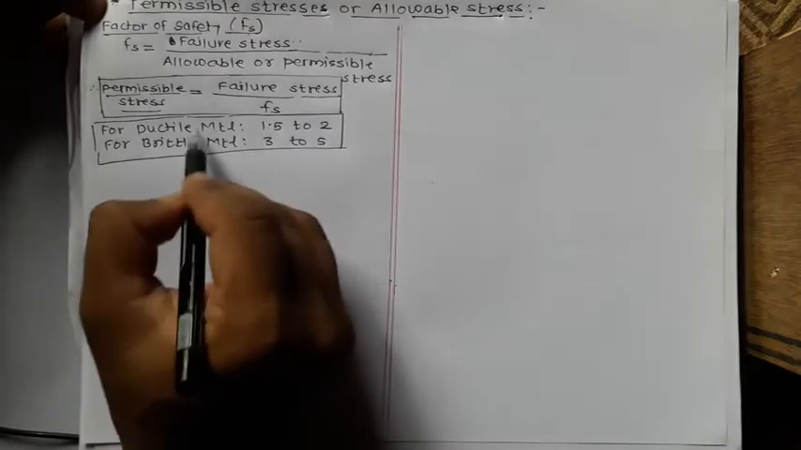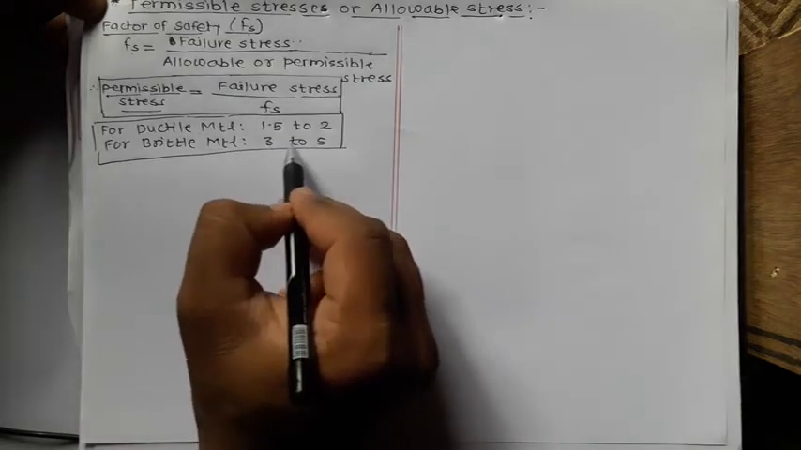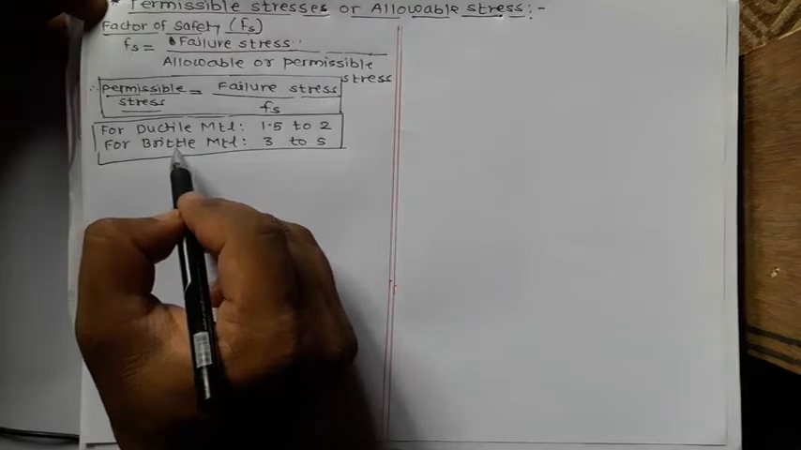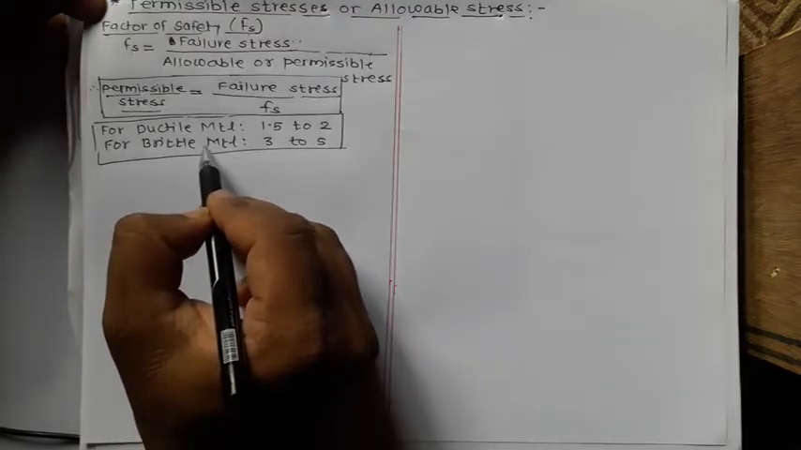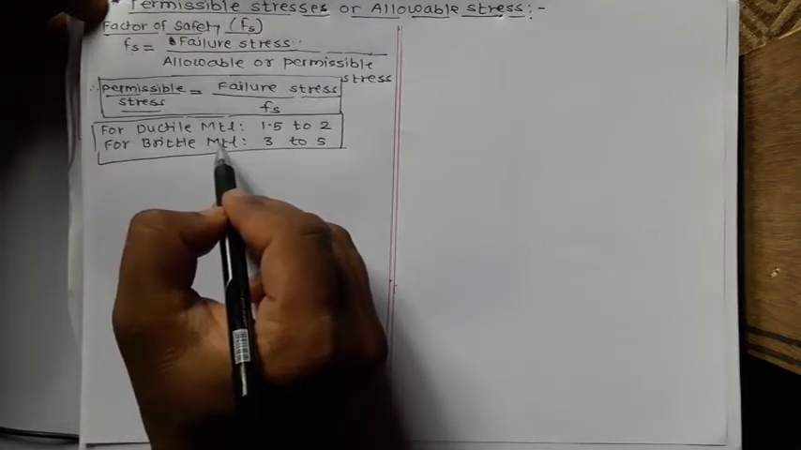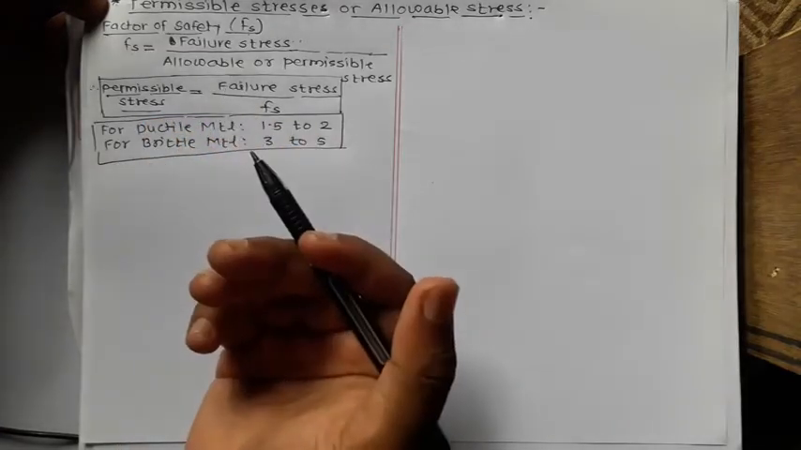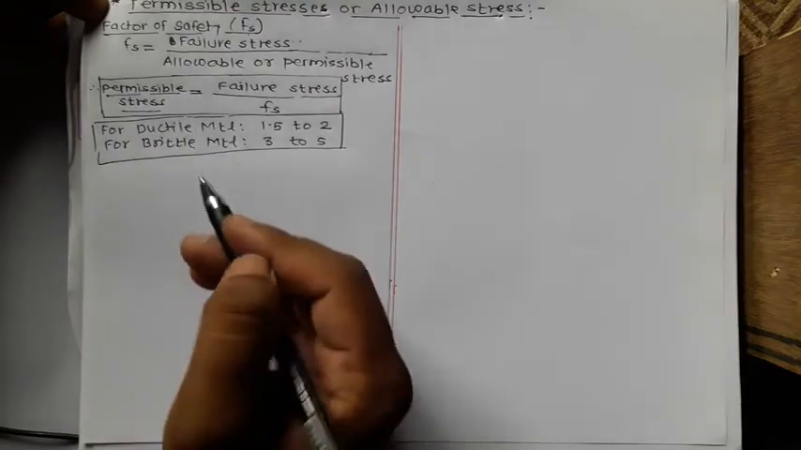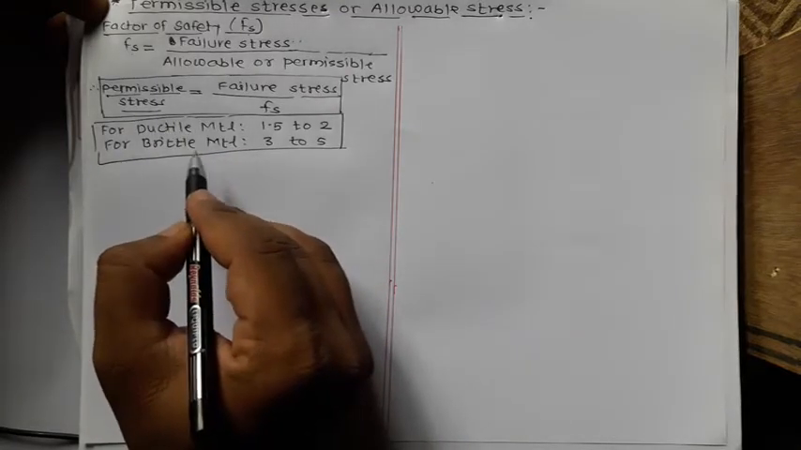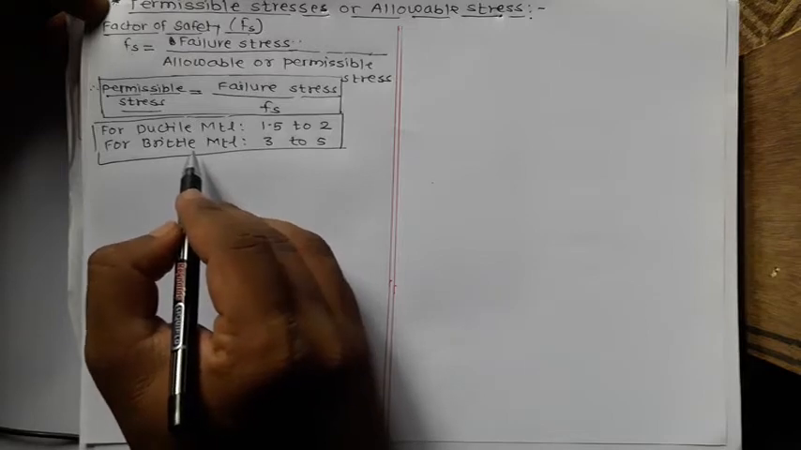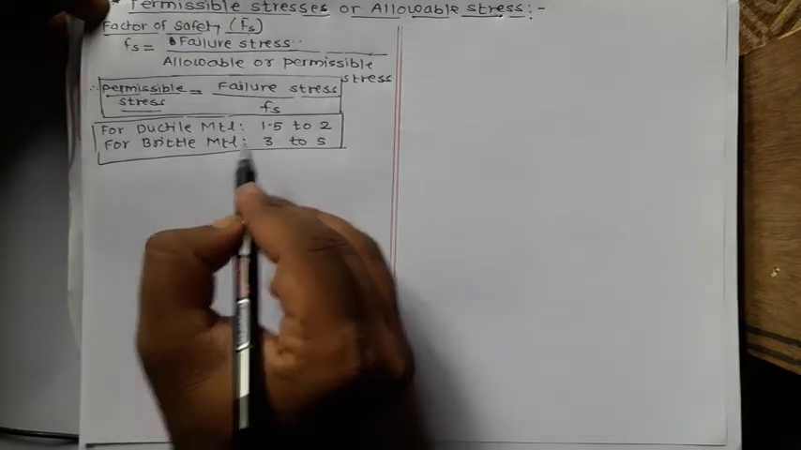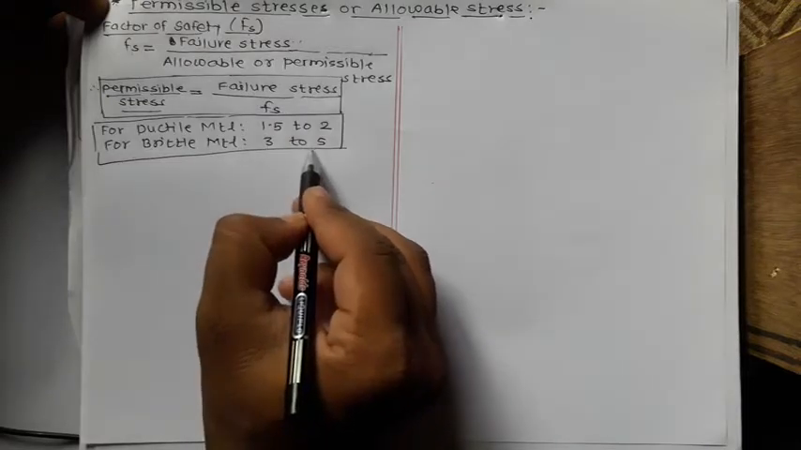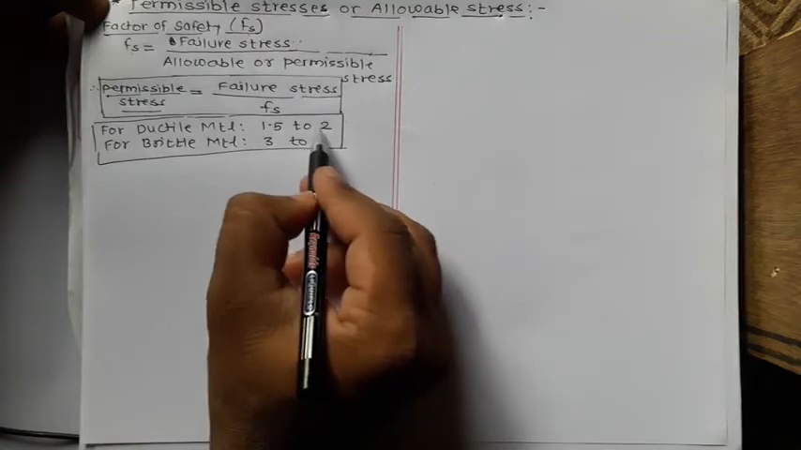If you look at these two values, for brittle material the value of factor of safety is higher, because we know that the failure of brittle material takes place suddenly. It will not show any signal. That means the brittle material will not deform before the failure, so it is very difficult to predict or identify the failure of brittle material. So more safety is needed for components made up of brittle material, because it does not deform before the failure, and hence the factor of safety is more for brittle material as compared to ductile material.